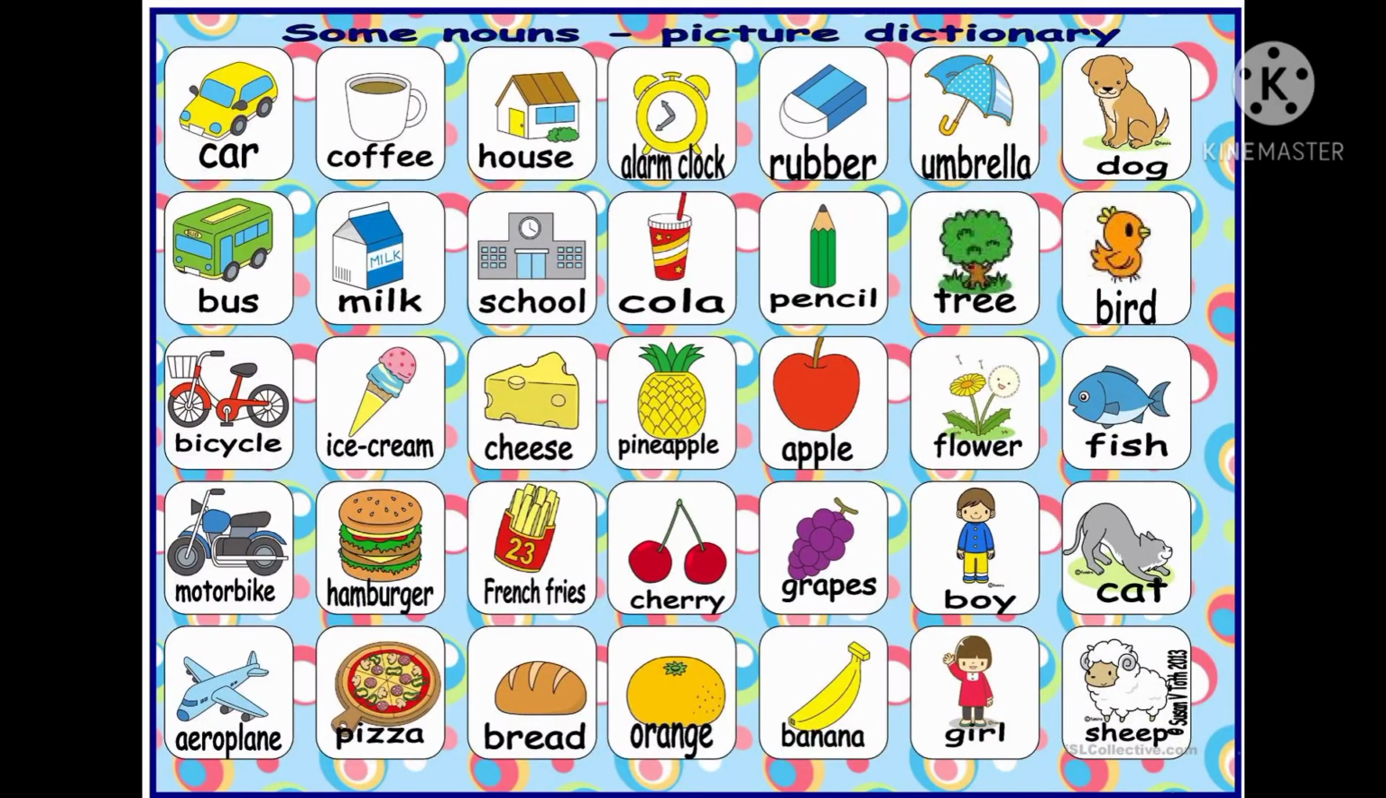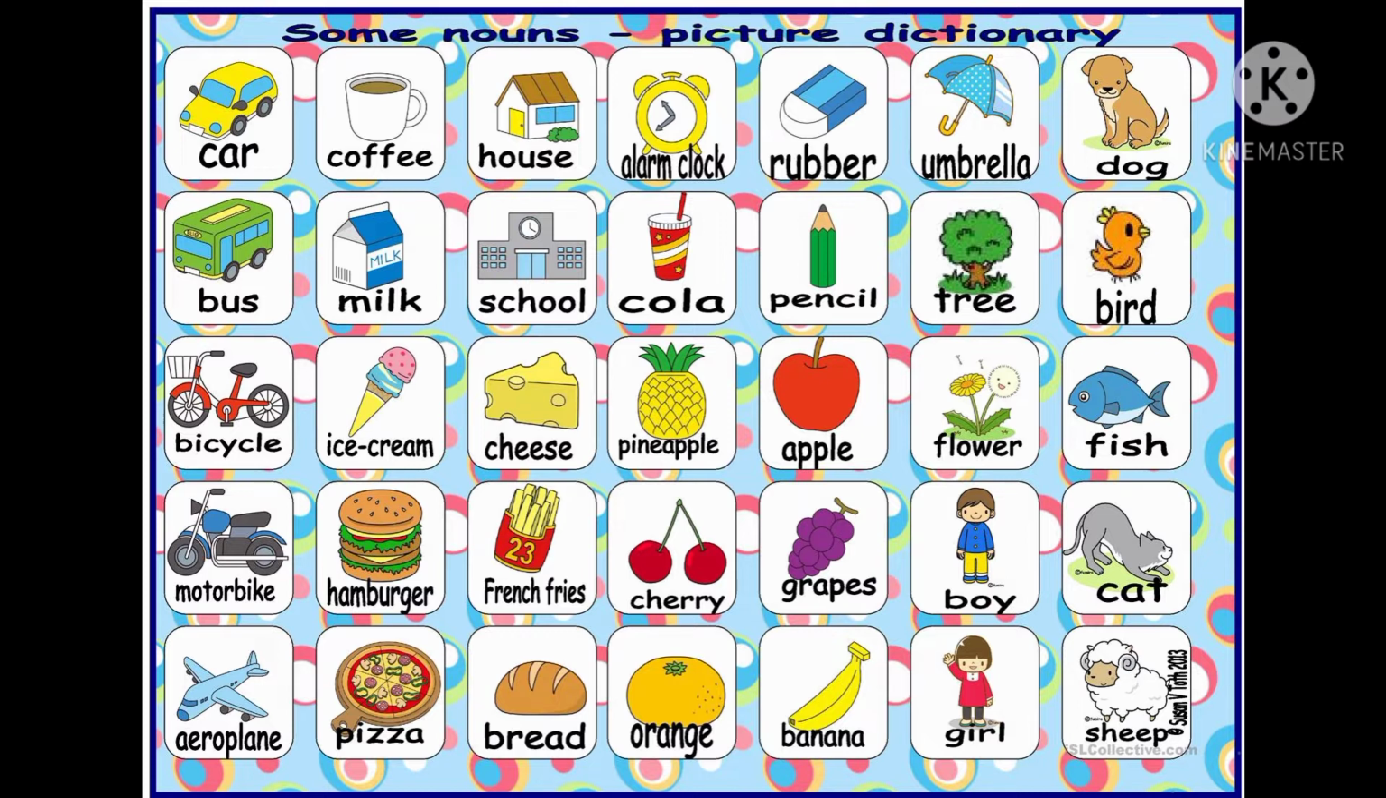Though in the previous lessons we have learned what a noun is, still we need to start with a bit of revision of the chapter noun. As I told you students, noun is a naming word. Whatever you see around you, all are nouns. So here is the picture of some nouns.